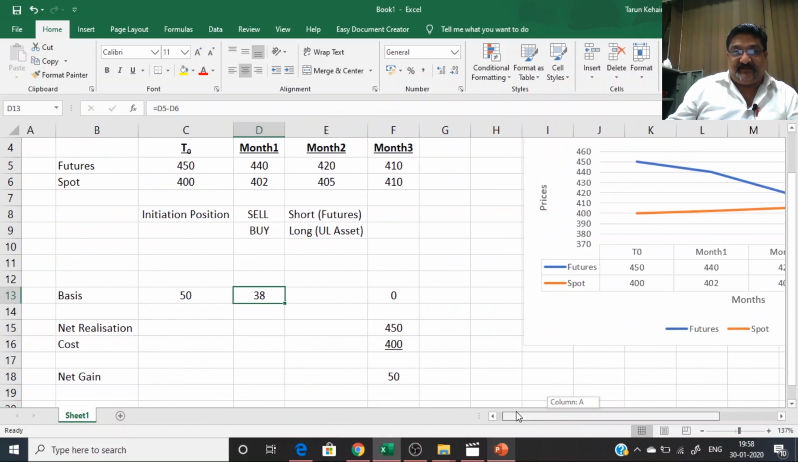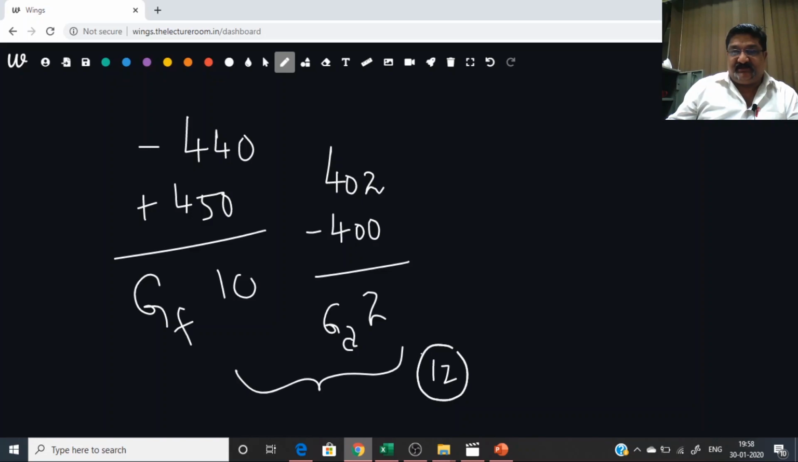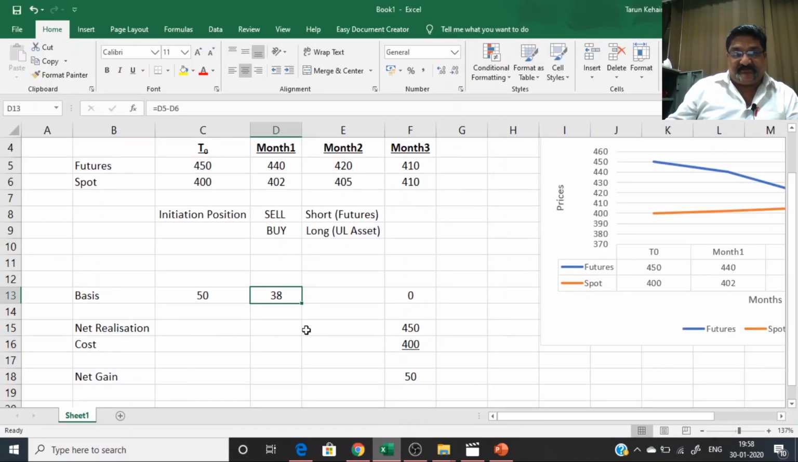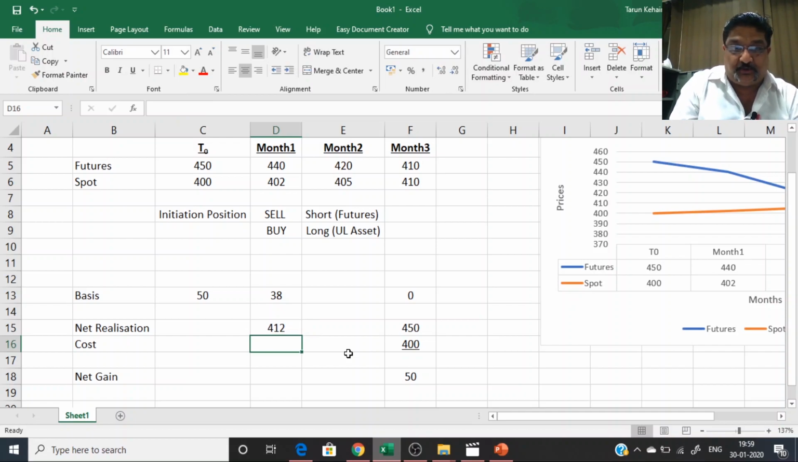Since the basis has weakened, the change in the basis is 12, and that, friends, is the gain that he has made on the contract, which is 12. The other way to get this gain is obviously like this. So he has actually sold the futures at 450, plus he is able to sell the asset at 402, minus the futures price at time period t, which is 440, which is 412. His net realization is 412.